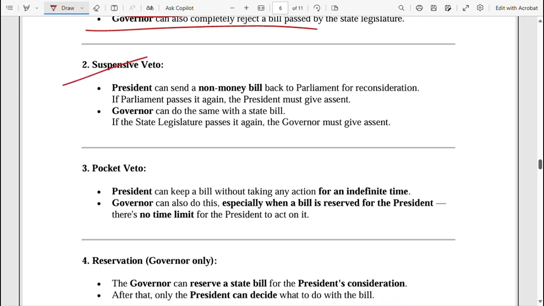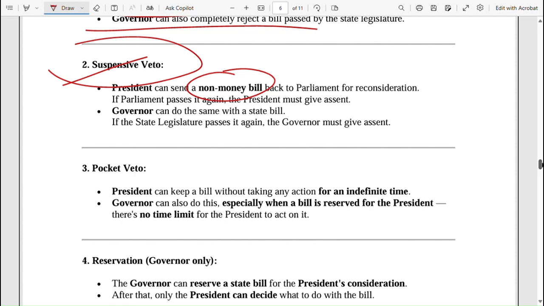Now what is suspensive veto? Here the president can send a non-money bill back to parliament for reconsideration. Except money bill, other bills can be given back for reconsideration. So if a government passes a bill and the president feels that the bill is not appropriate for the society, he can again give it back to the government to modify it, to make it correct, and bring it back to the president again. So in that case, he will use suspensive veto, where he will reconsider the bill. He will give it back to the government in order to correct it.